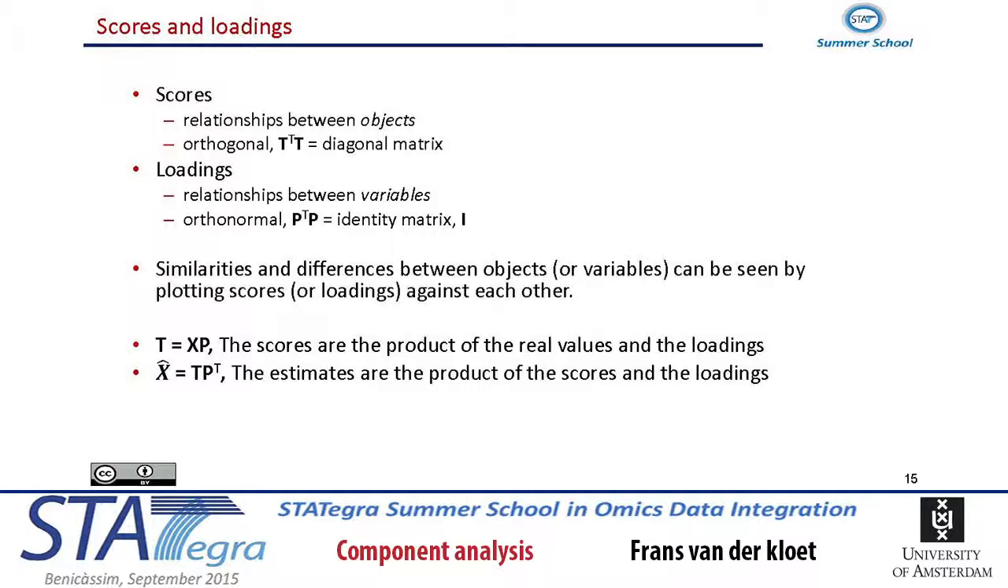Similarities and differences between objects or variables can be seen by plotting scores or loadings against each other. The scores are the product of the real values and the loadings, and I will come to that in one of the next slides. And my estimates back are the scores times my loadings.